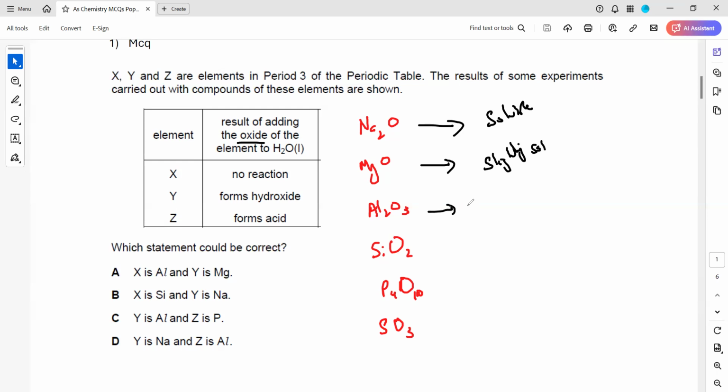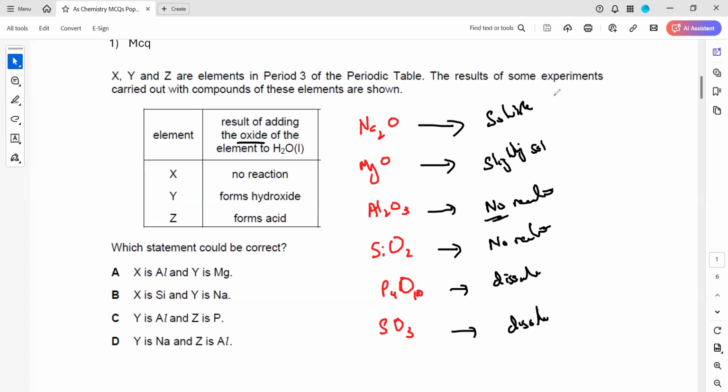Aluminium oxide is an amphoteric oxide, so it does not react, no reaction happens. It does not dissolve in water. Then what about the silicon oxide? The silicon oxide also has no reaction with water when we add water. What about the phosphorus oxide? When we add water, it does react, it will dissolve and form an acid. And sulfur trioxide also dissolves and forms an acid.